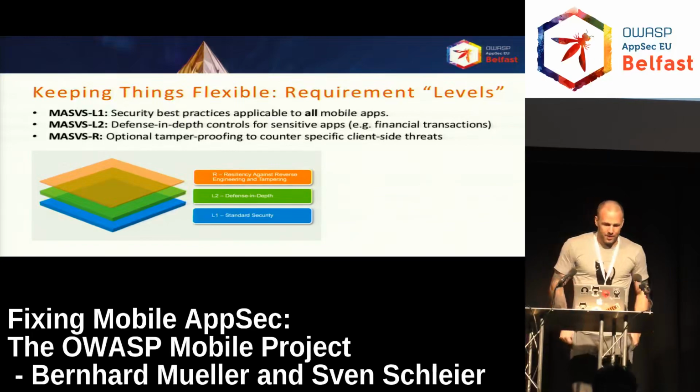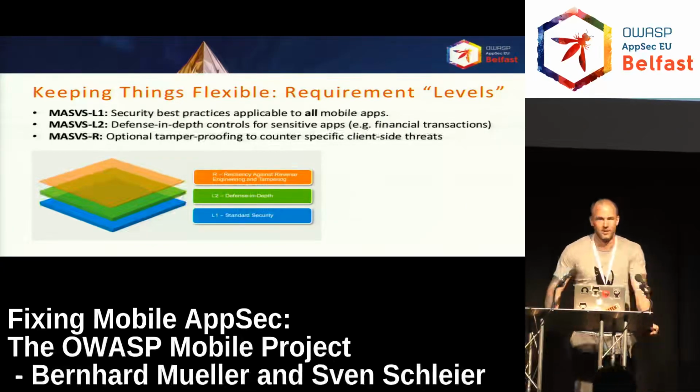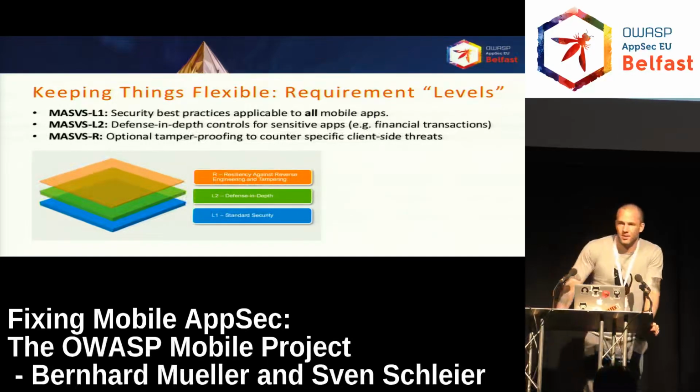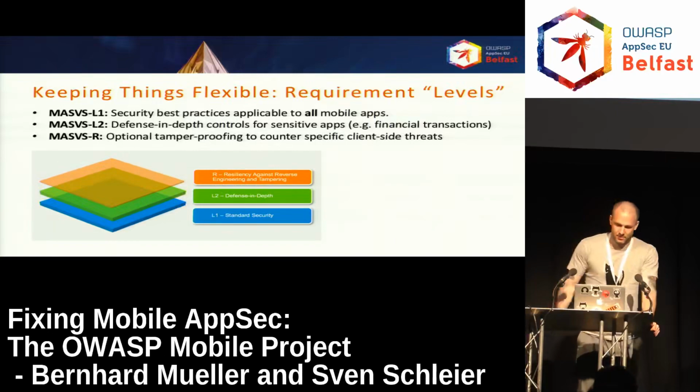And MASVS-R covers tamper-proofing and client-side protections, and this is completely optional, and we recommend only using this in very particular cases. So maybe if you just watched Slavomir and Wojtek's talk before, this came up as well. So what can you do to detect root, to protect against code injection, frameworks like Xposed and so on.